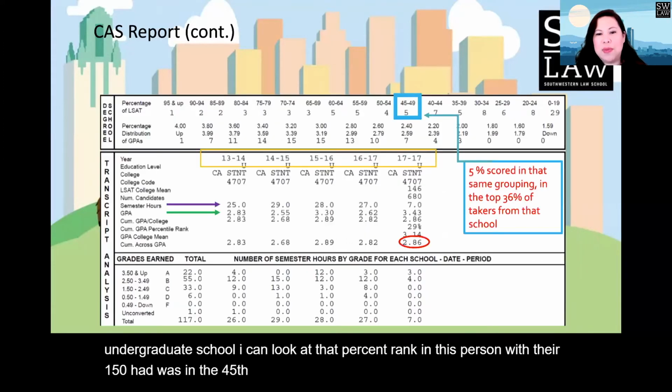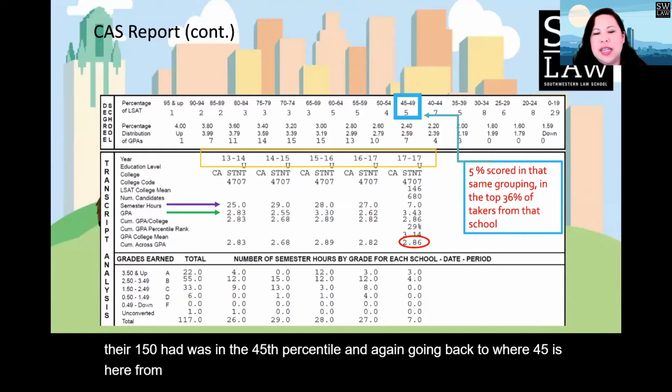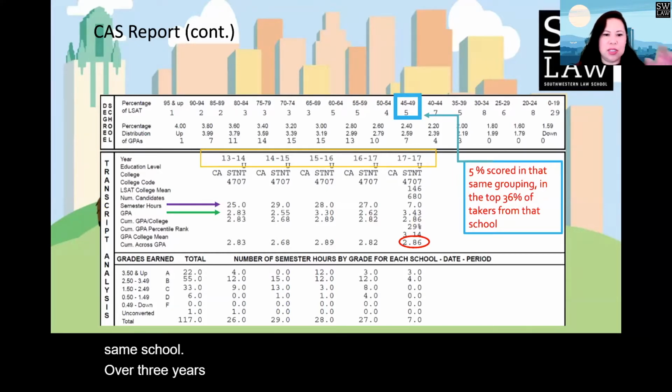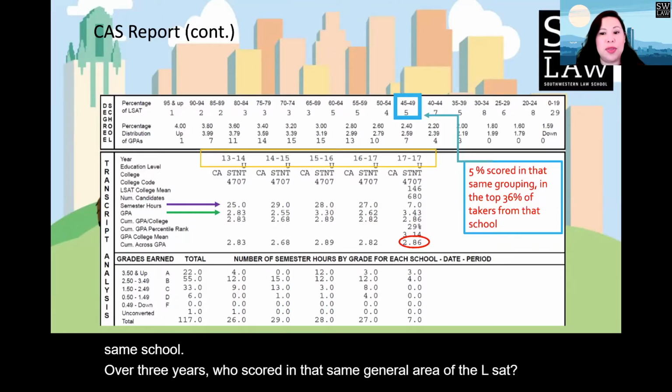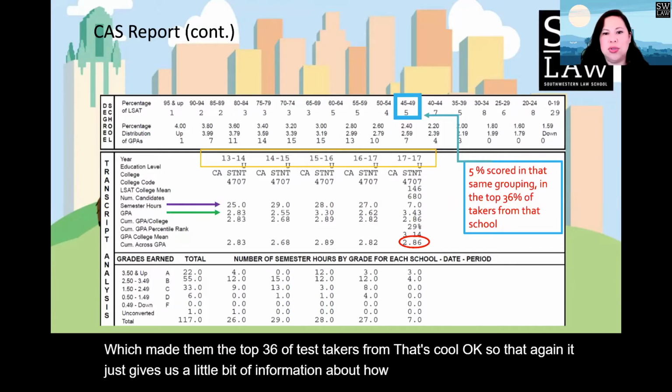And again, going back to where 45 is here from the degree school, I can see there were 5% of people from that same school over 3 years who scored in that same general area of the LSAT, which made them the top 36% of test takers from that school. So again, it just gives us a little bit of information about how you fared compared to your peers.